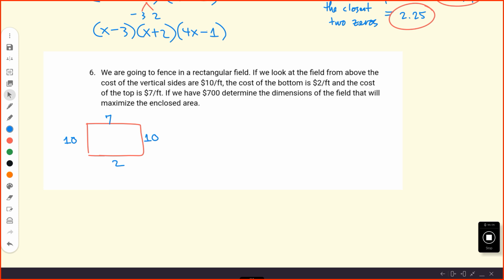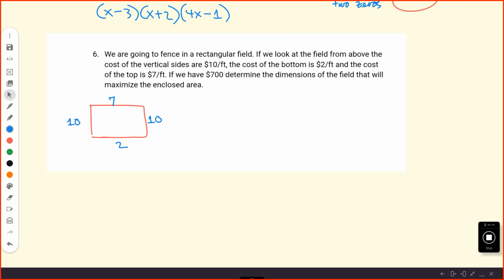Okay, so let's say, because we don't know how long your vertical sides of the rectangular field and the horizontal sides are, we'll just represent the horizontal as x and the vertical as y, right? Okay, and the cost is $700, right, for the enclosed area. Okay, so I can write this as what?